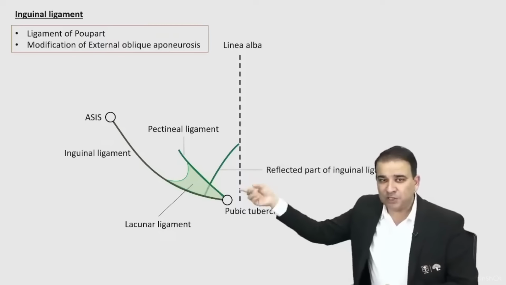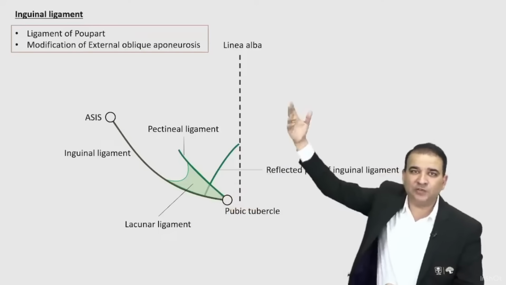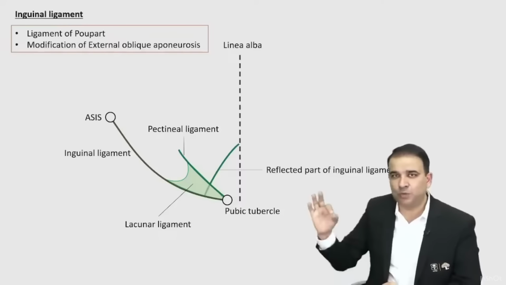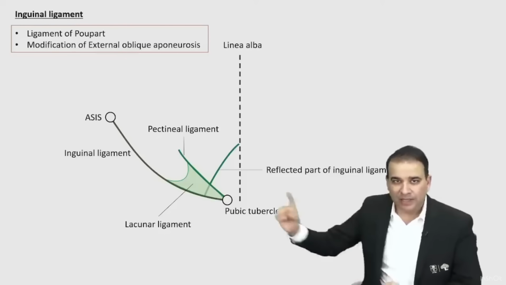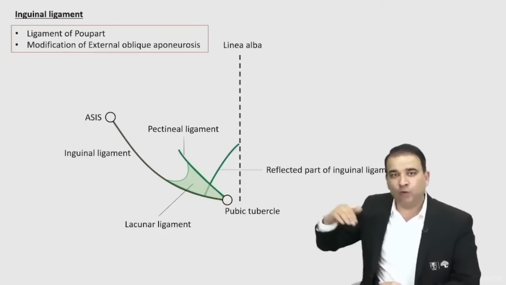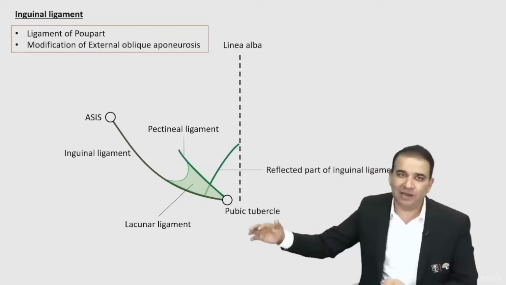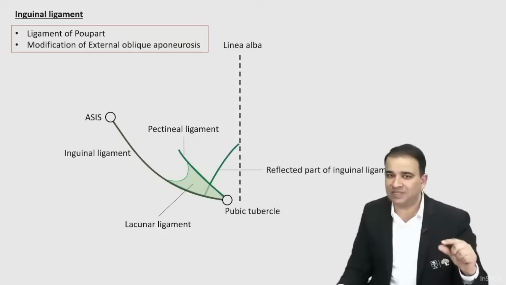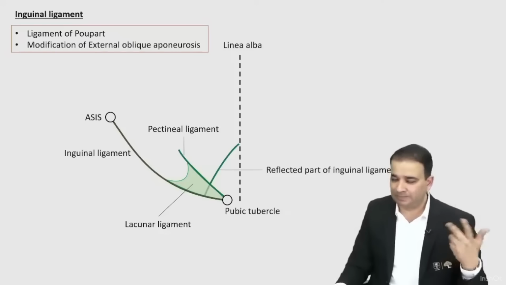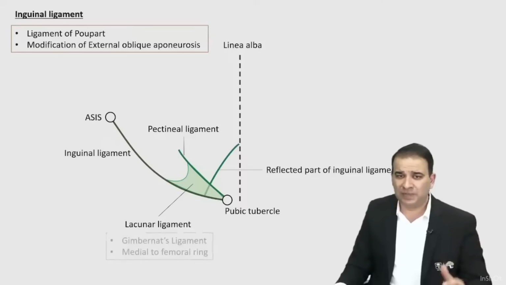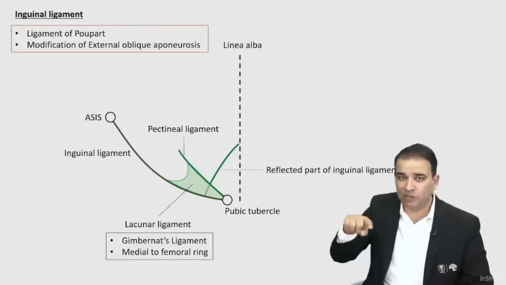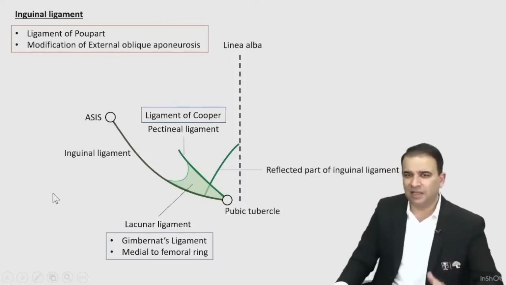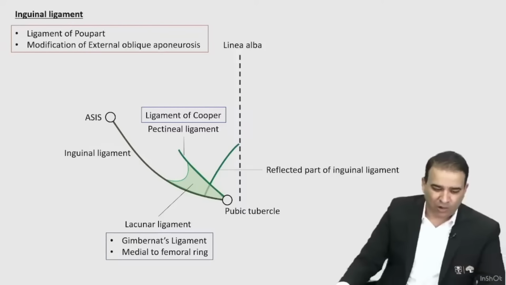Because these are modifications of inguinal ligament, in a way they are modifications of external oblique aponeurosis only. External oblique aponeurosis has a superficial inguinal ring, one modification. It forms the inguinal ligament, two modification. And whatever modification of inguinal ligament we have, they are ultimately modifications of external oblique aponeurosis only. So pectineal ligament runs on the superior ramus of pubis, and lacunar ligament, also called Gimbernat's ligament, forms a medial relation of the femoral ring, I told you. Pectineal ligament is called Cooper's ligament. Alternative names are not needed, I'm just saying. And the reflected part of inguinal ligament, they are all extensions.